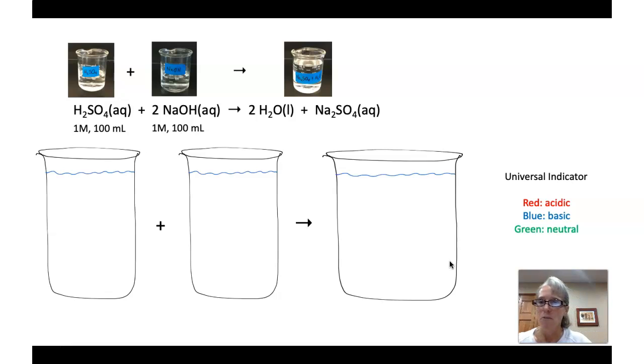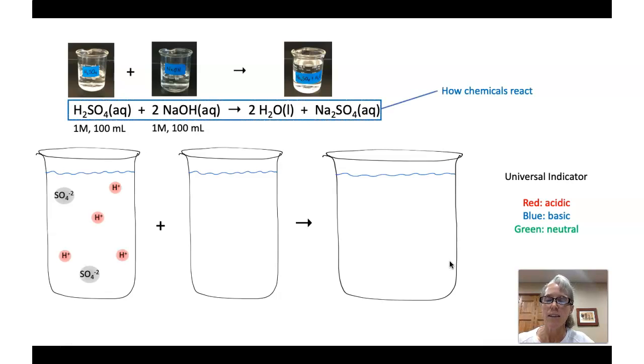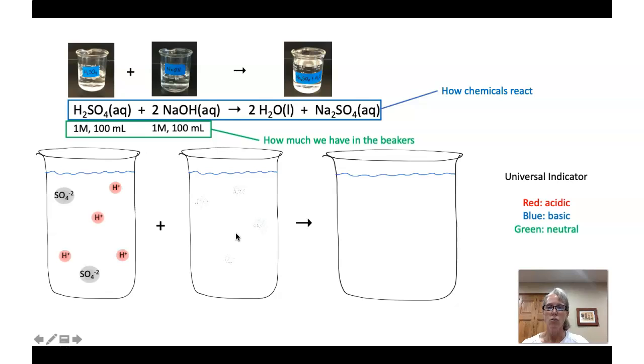Okay, so welcome back, everybody. So like I said, we want to have 2 sulfuric acids. So here's one, and here's the second one. Now, when drawing the sodium hydroxide, it's really important to keep in mind that the equation shows how the chemicals react. We need to draw what we have. So we need to focus on the 1 molar, 100 mils. So it's the same for both substances, so we need to have 2 sodium hydroxides as well.